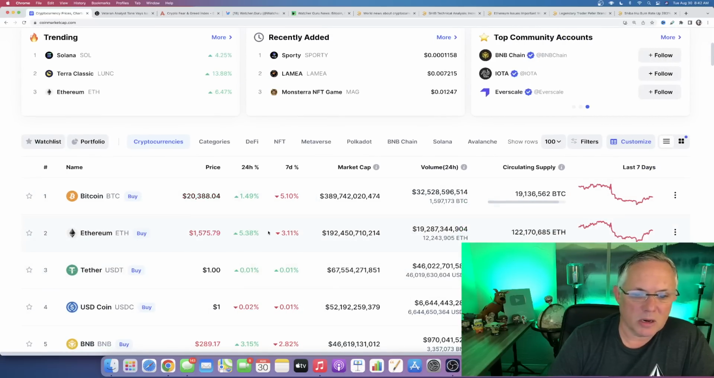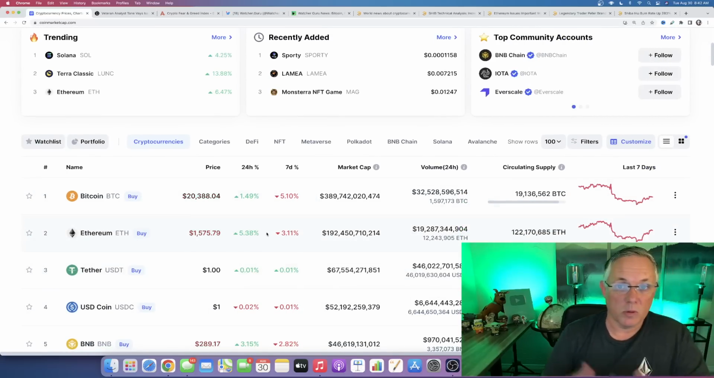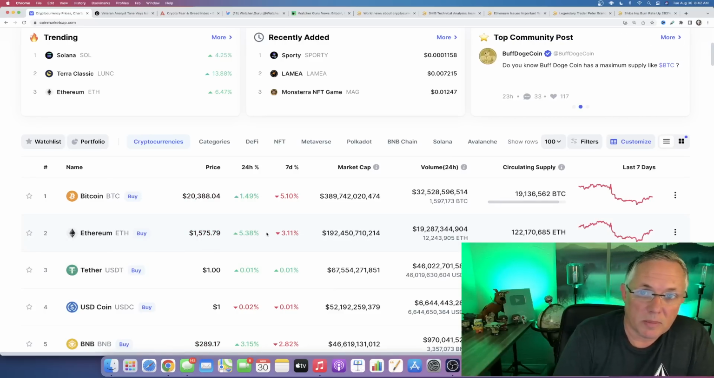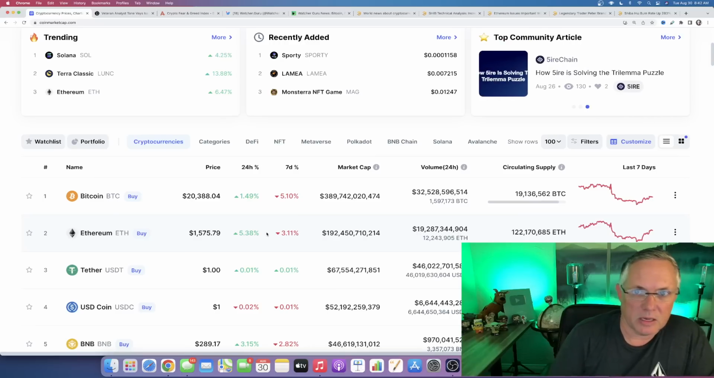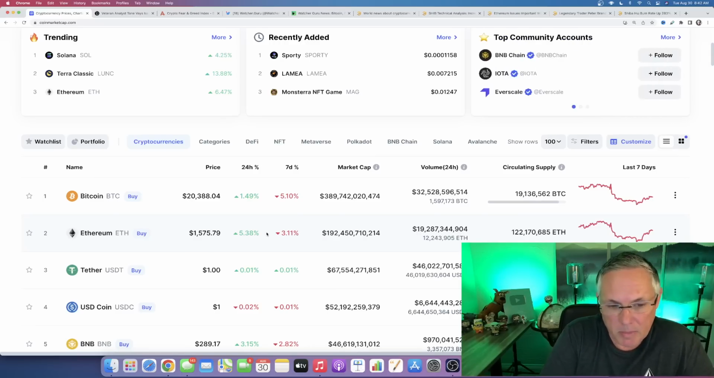I personally think Ethereum is moving up because we're getting closer to the Ethereum merge. This is moving from proof of work to proof of stake. This is the biggest thing that has happened to Ethereum since it launched. So this is obviously massive.